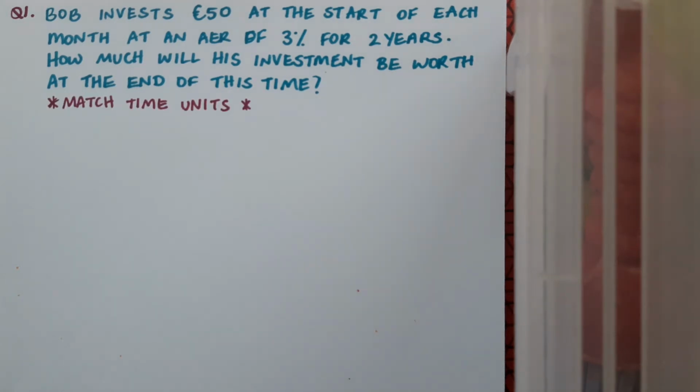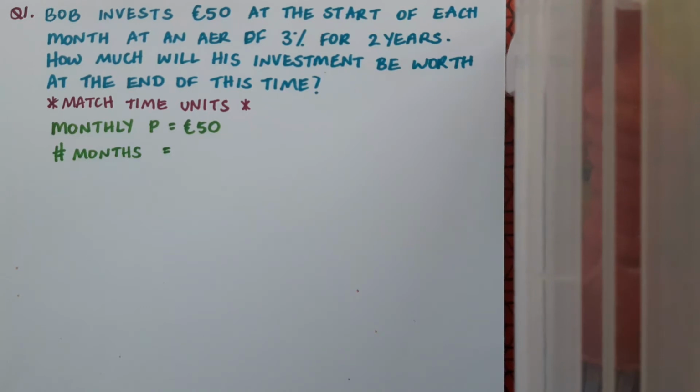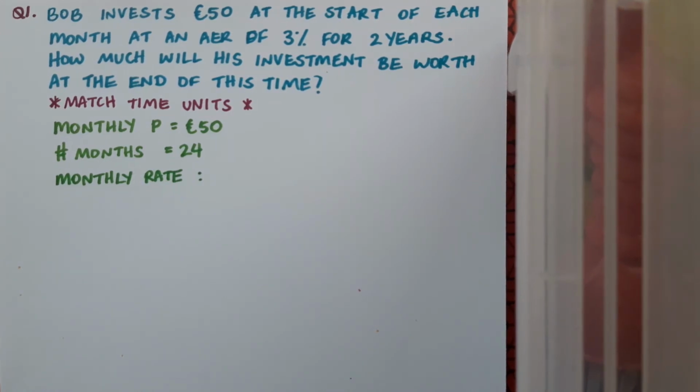So first I need to match my time units. The monthly principal is 50. The number of months for the investment is the number of months in 2 years, so that's 24 months. And then I have to find the monthly rate.